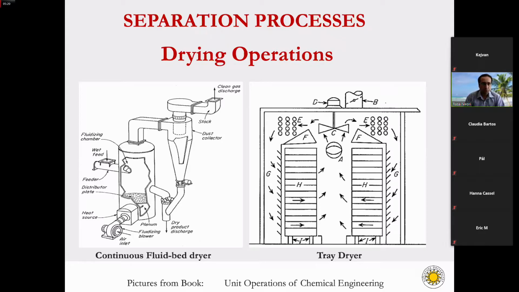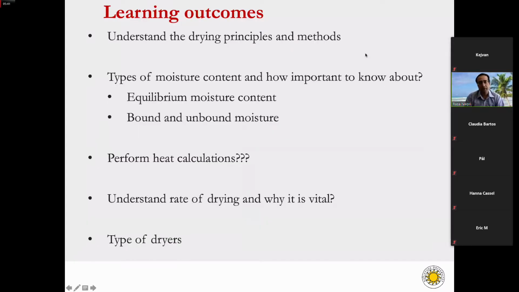We also use drying equipment in many other processes. So it is very important that you understand how drying works, and how we can calculate the energy balances around dryers. I will show you 2 or 3 main types of drying equipment. The main learning outcome in this video discussion is that we will try to understand the drying principles and methods. We will try to develop our knowledge on equilibrium moisture content and bound and unbound moisture.